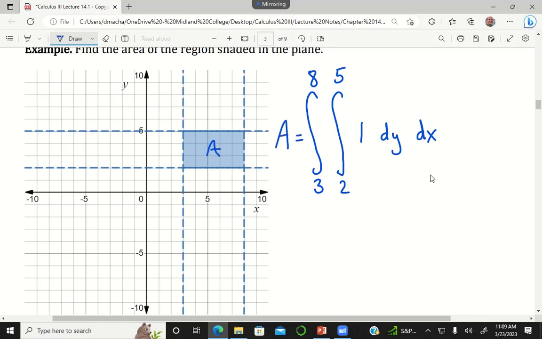And so the idea here is, whenever I say the integral from 2 to 5 of 1 dy, it's saying I'm allowing my y values to go from 2 to 5. And then for the outside integral, where I'm going from 3 to 8 in my x variable, that's just allowing x to go from 3 to 8. So by defining these bounds of integration, I'm actually describing an area in the plane. And if you do this, hopefully we get the answer 15.